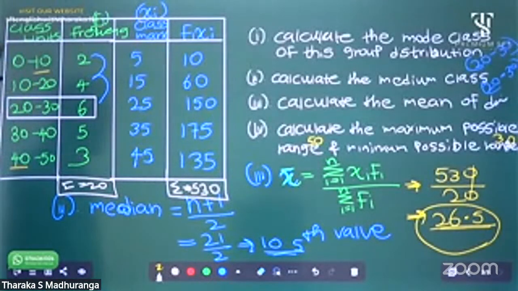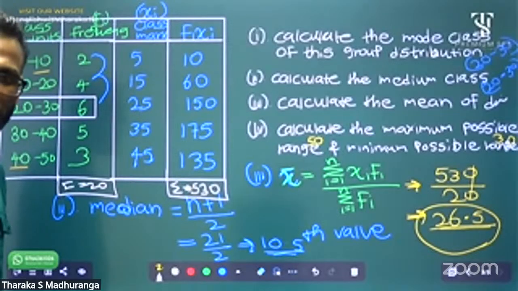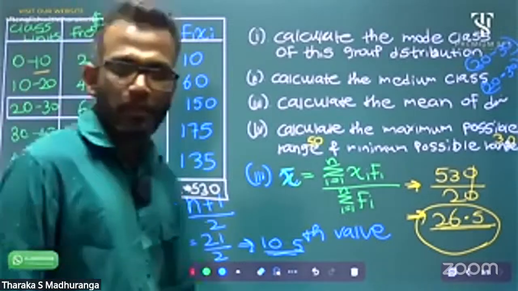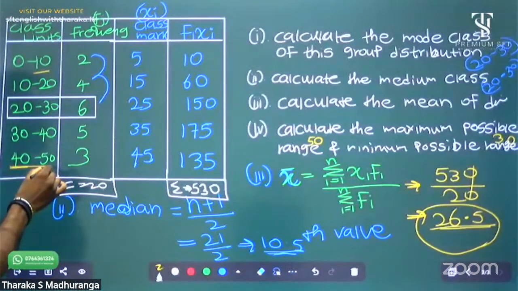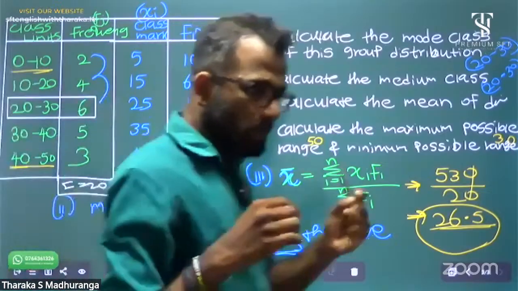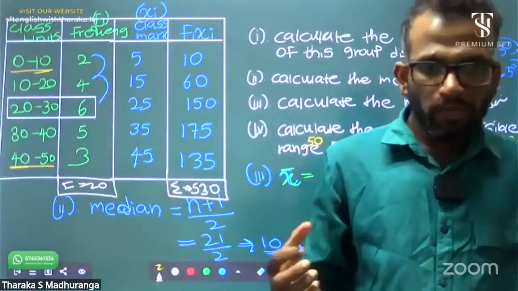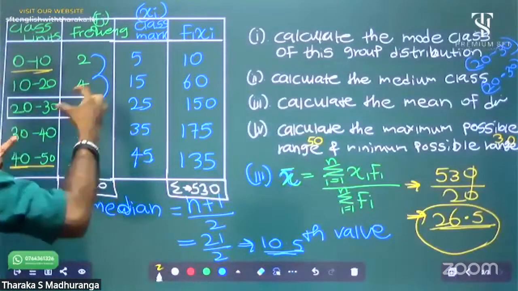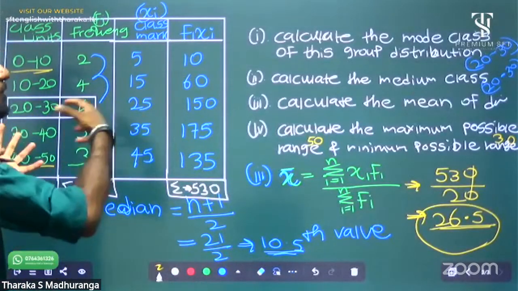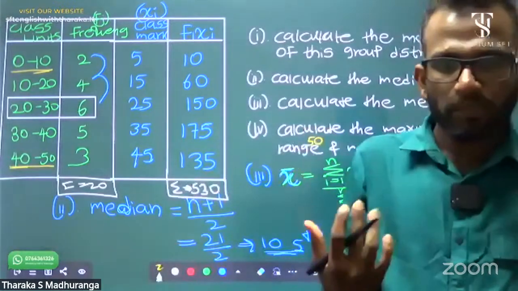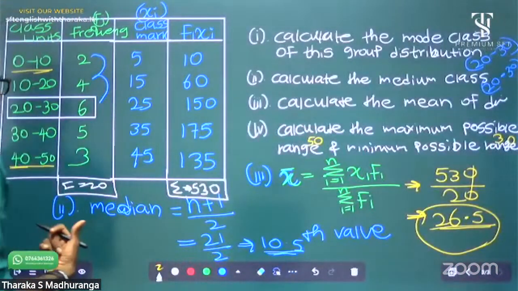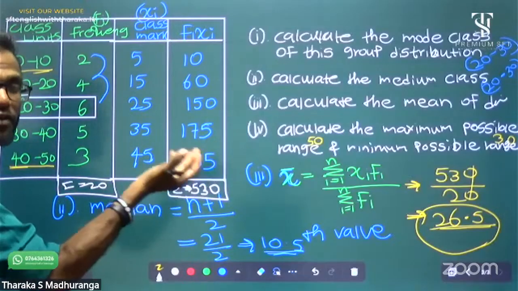Maximum range means, this is the final class, this is the first class. Okay, what is the range? The range means the gap between the maximum value and the minimum value. But we can't find it. Now we have only the table. We don't know what the final data and the initial data are, what the maximum data and the minimum data are. Therefore, I can say what the maximum value I can get for range is.